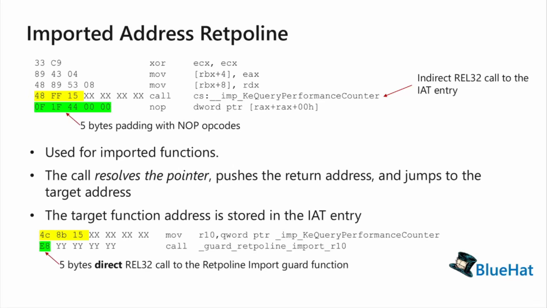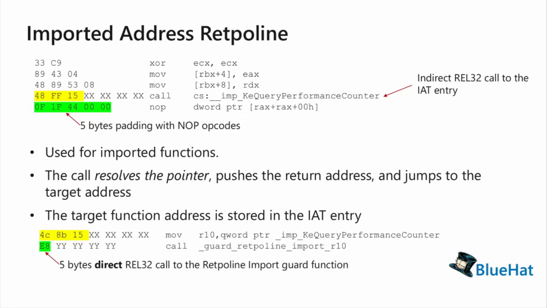So here is the slide that shows the imported address Retpoline. On the top of the slide, you can see the original indirect rel32 call on the IAT entry. This means the call must first resolve the pointer, push the return address, and then jump to the target function. In the new kernel, we have put some padding after the call, because we need to be able to apply and not apply the Retpoline dynamically, based on the target OS.